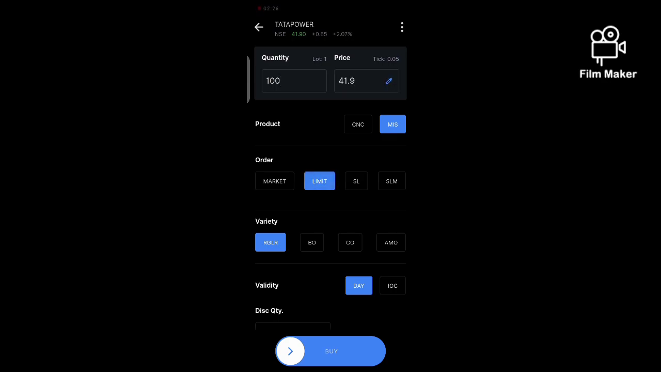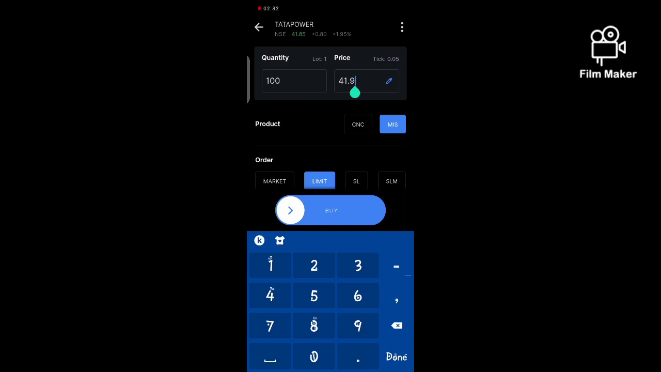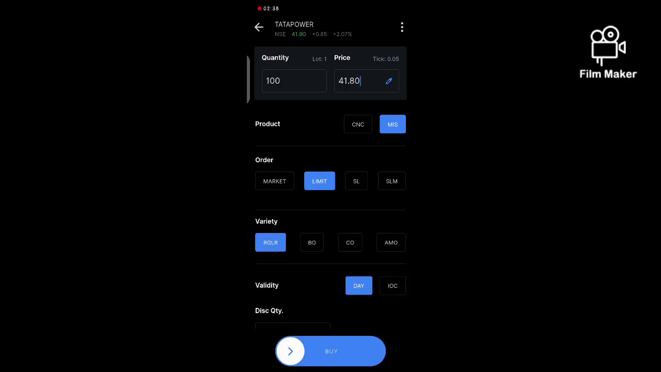Next is limit order. In limit order, you can enter the price, which means if you want to buy it at a lower price, 41.80, then you can enter the price, and only when this price is reached, this order gets executed. That is limit order, where you can put the rate at which you want to buy.